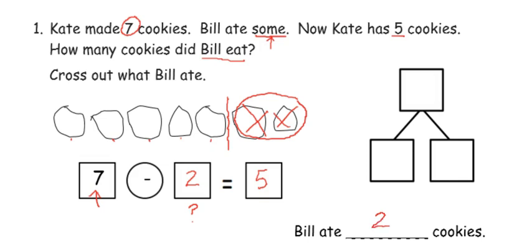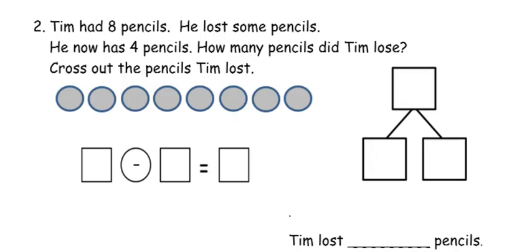The number bond here is just to show how we can decompose those 7 cookies. So we had 7. We know that Kate ended up with 5 of them and that Bill ate 2 of them. So the number bond is just to show how we're decomposing 7 in this particular problem. Let's look at another example.